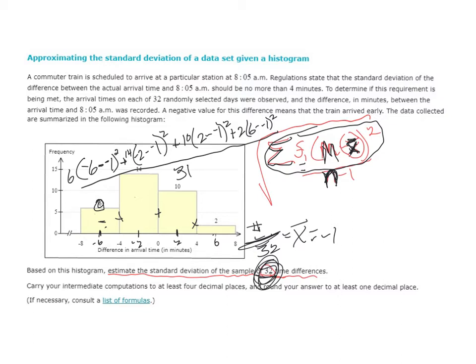And then I cannot forget the last step. I've got to take the square root of that whole thing. Wow, a lot of stuff there. But that is how you're going to estimate the standard deviation of a histogram.